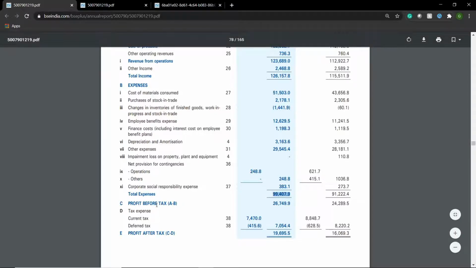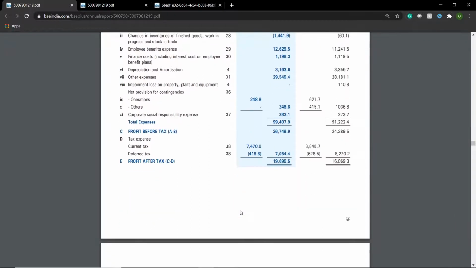Then you find the profit before tax, which would be the total income minus total expenses, which comes out to be 26,000 million rupees. And from those, you subtract the current tax and the deferred tax. Deferred tax I've covered already. And you get the profit after tax.